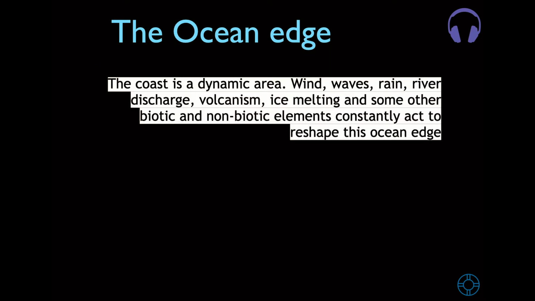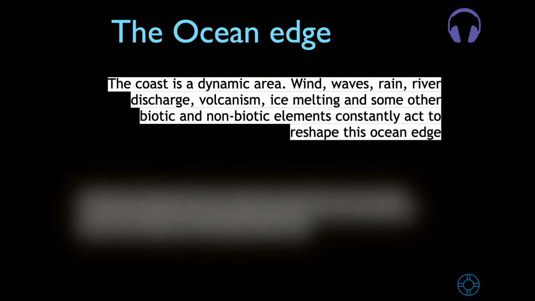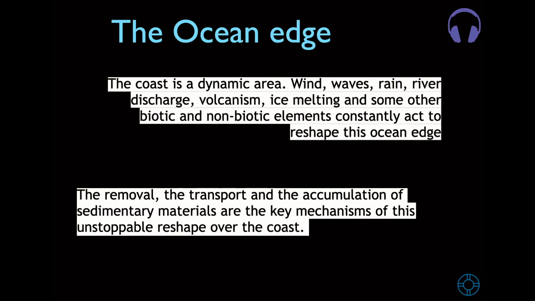The coast is a dynamic area. Wind, waves, rain, river discharge, volcanism, ice melting, and some other biotic and non-biotic elements constantly act to reshape this ocean edge. The removal, the transport, and the accumulation of sedimentary materials are the key mechanisms of this unstoppable reshaping over the coast.